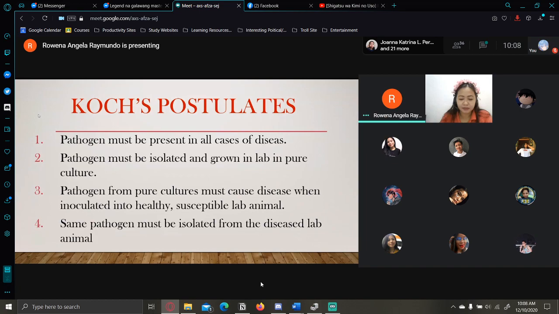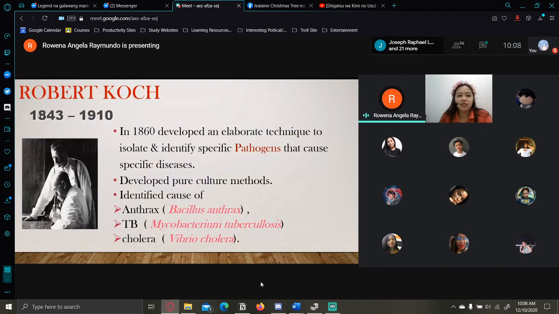Okay, in 1860, Robert Koch also developed an elaborate technique to isolate and identify specific pathogens. Ito yung tinatawag natin na Koch's postulates. He developed pure culture methods wherein you will be able to isolate pure cultures or pure bacteria. He was able to identify the cause of anthrax, which is Bacillus anthracis.